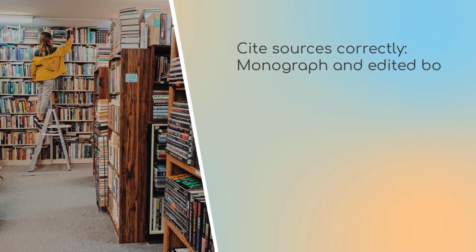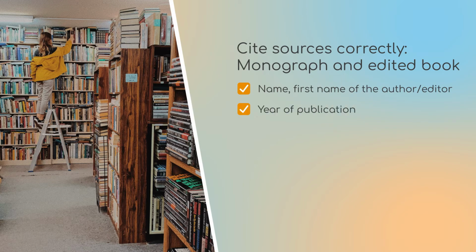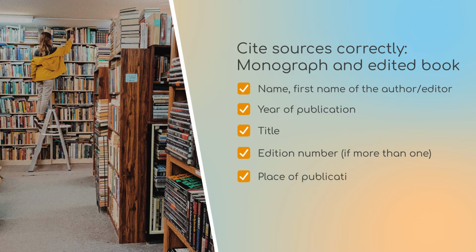Next, the question arises as to what information must be taken into account in each case when citing a source. In this context, the decisive factor is the type of source. If the source is a monograph or an edited book, the following information is important: the surname and first name of the author or editor, the year of publication, the title, the edition, if there are several editions, the place of publication, and optionally the name of the publisher.